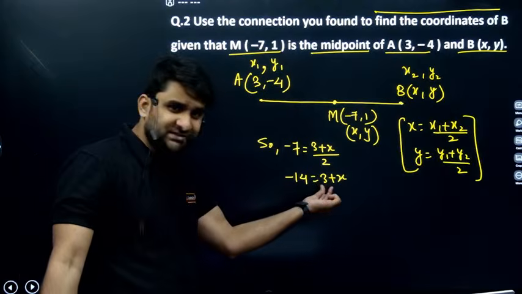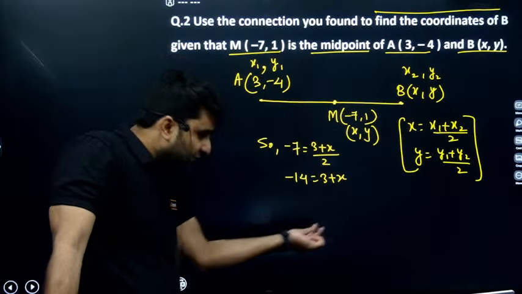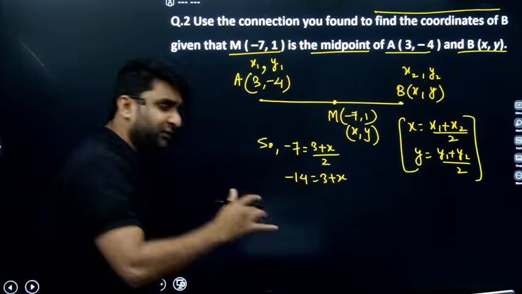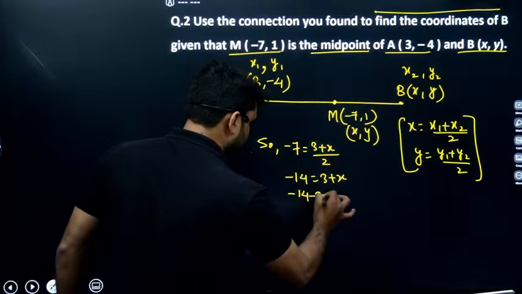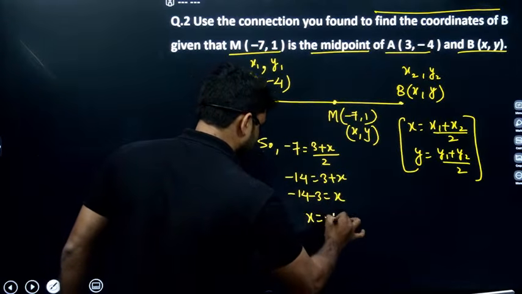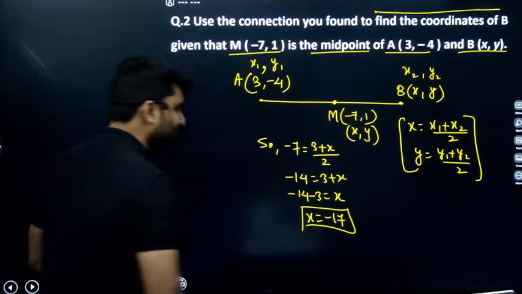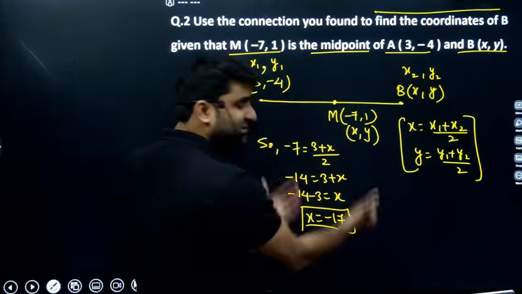So x should be alone. So let's shift this 3 to this side. 3 is in positive form. When 3 goes to the left-hand side, it will go in negative form. So minus 14 minus 3 is equal to x. So x is equal to minus 17. Wow. Now for y, do the same operation.